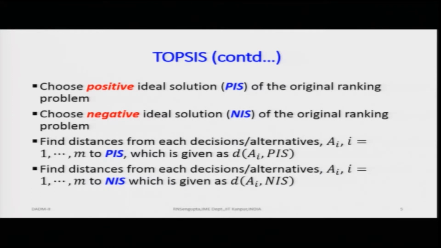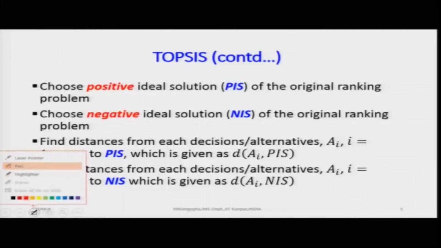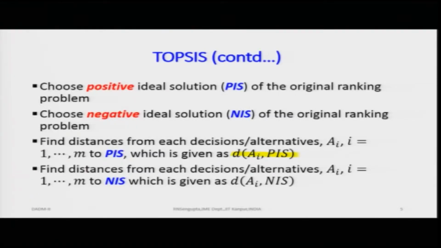Once this is done, we will find out the distances from each decision alternative. So, each decision alternative, which is i equal to 1 to m. So, A1's distance from PIS will be calculated, A2's distance from PIS will be calculated. Similarly, we will find out all the distances till we find out Am. So, distance Am is basically the alternative's distance from the PIS which we will have. Now, these distances, if you remember, I said that we will use a distance function which will give us the distance between the two values, which is Ai and PIS.